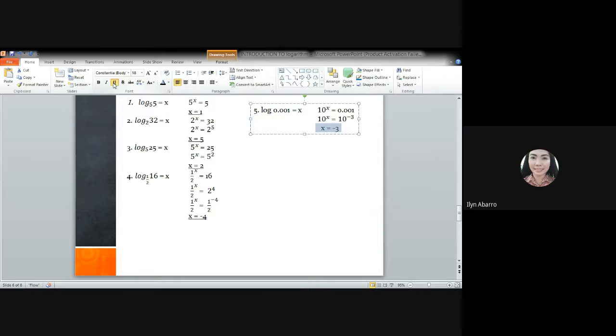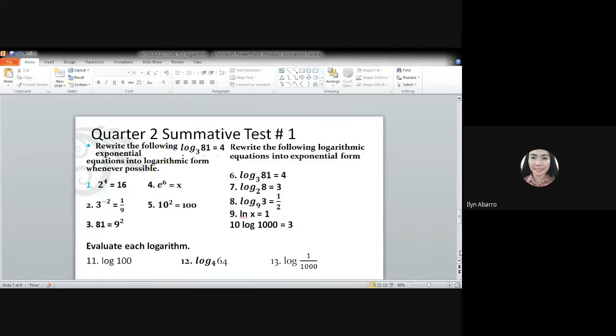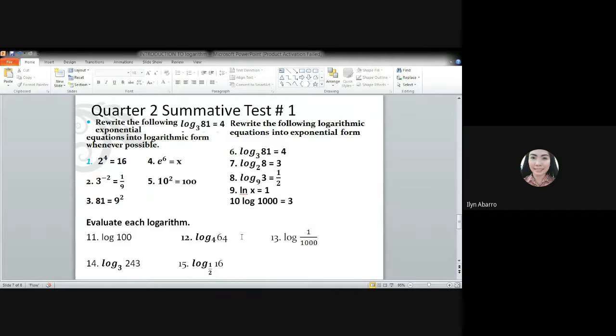Okay? So, that's all for today. Or for summative test number 1. Ito yung a-answeran nyo. So, for 1 to 5, we're going to rewrite the following exponential equation into logarithmic form if possible. And then for 6 to 10, we'll rewrite the following logarithmic equation into exponential form naman. And then for number 11 to 15, you're going to evaluate the following logarithm. So you're going to find their value or the exponent.